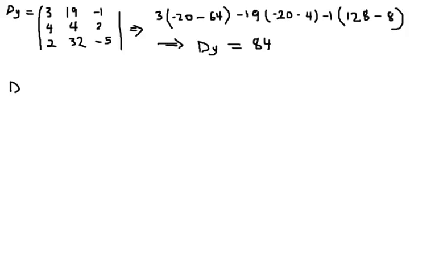So now for z, we are going to take the values 19, 4 and 32 and prefix them at the last column, and every other thing still remains the same. So we are going to have 3, 4, 2. We now have here 2, minus 1, 4, and then 19, 4 and 32.